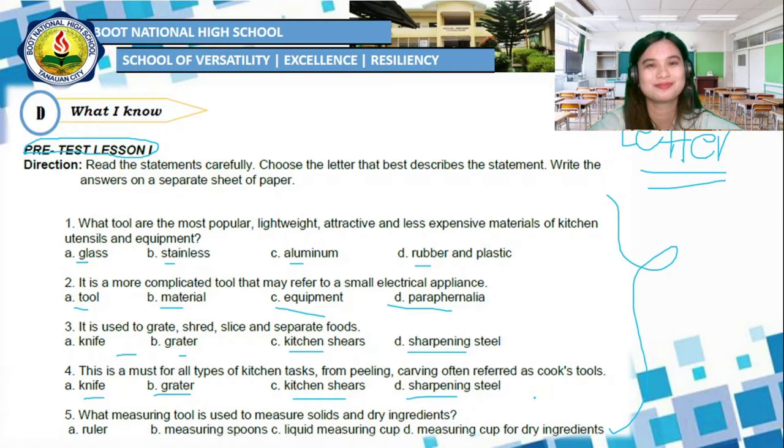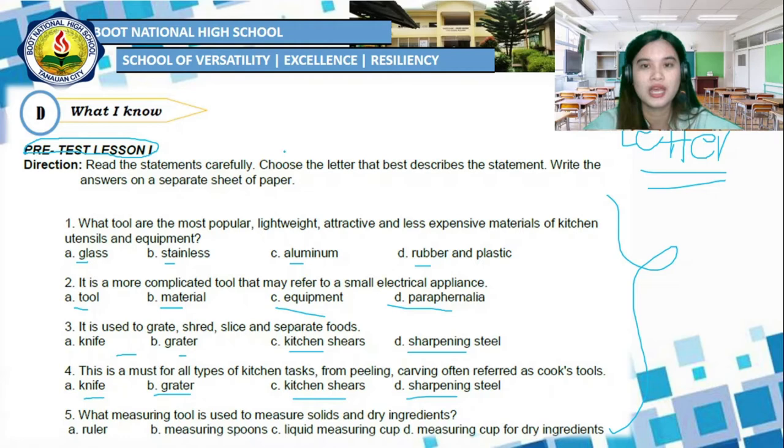Okay, now let's have the next one. We have number 5. What measuring tool is used to measure solid and dry ingredients? A, ruler. B, measuring spoons. C, liquid measuring cup. Or D, measuring cup for dry ingredients.